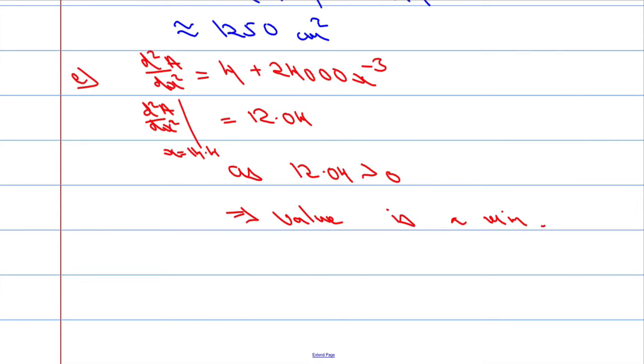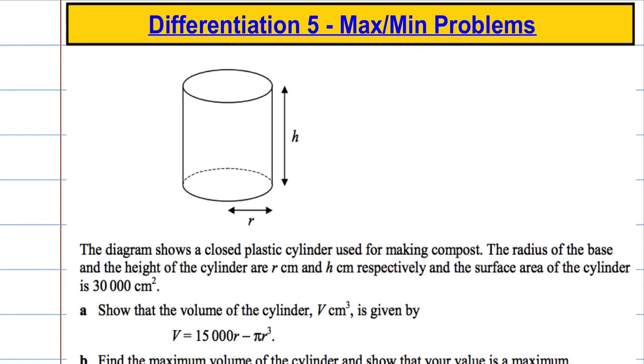Okay, let's have a look at the second example now. So we've got another diagram here. A closed plastic cylinder used for making compost. The radius of the base and the height of the cylinder are R and H respectively, and the surface area is 30,000 centimeters squared. Show that the volume of the cylinder is given by V equals 15,000 R minus pi R cubed.